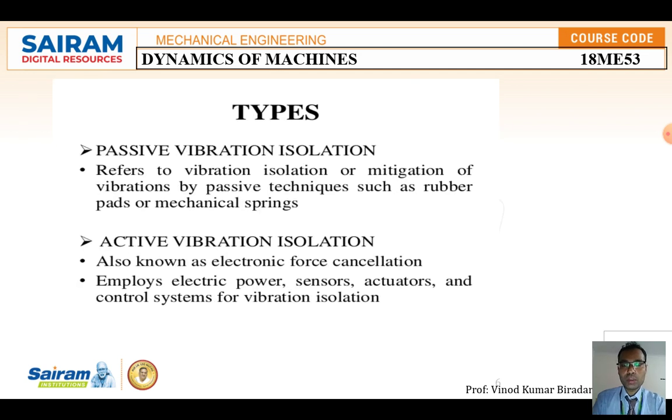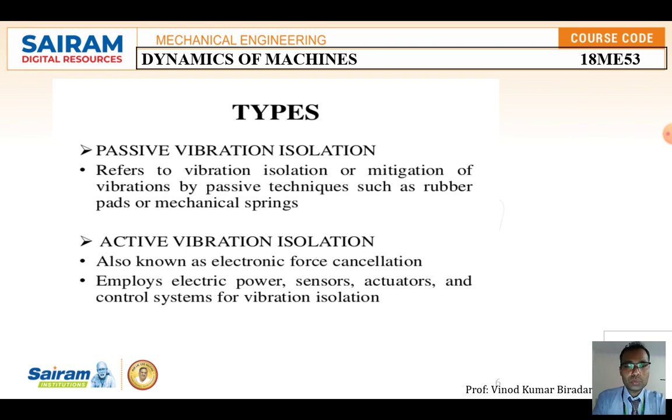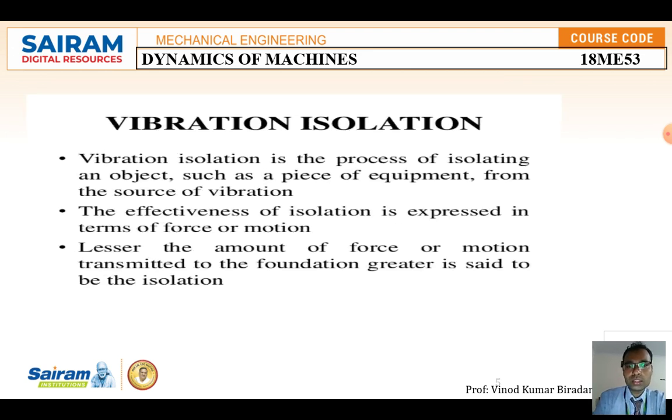So you have to remember the objectives, the different types of vibration isolation, and the materials. Many materials will be there, so you have to write only the main important ones. Cork is used for acoustic purposes, and rubber is used to reduce shock.